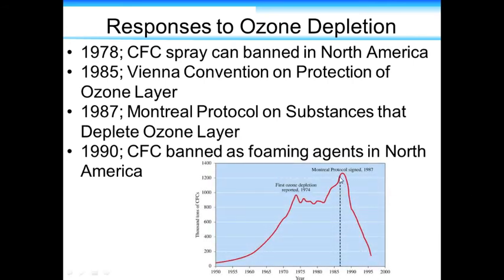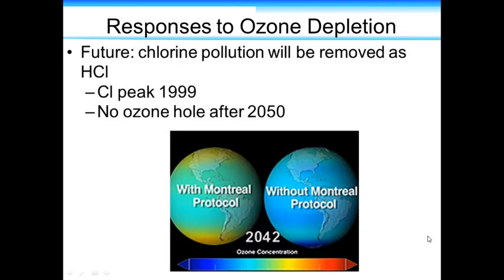So here we have a graph of the thousands of tons of CFCs and the year, and you can see the effect of the Montreal Protocol. The amount of CFCs has dropped dramatically. So those chlorine radicals will eventually combine with hydrogen and be removed from the atmosphere. The peak of chlorine radicals occurred in 1999. We're hoping that in 2050 there will no longer be an ozone hole.